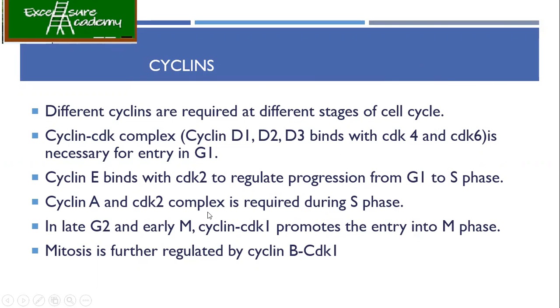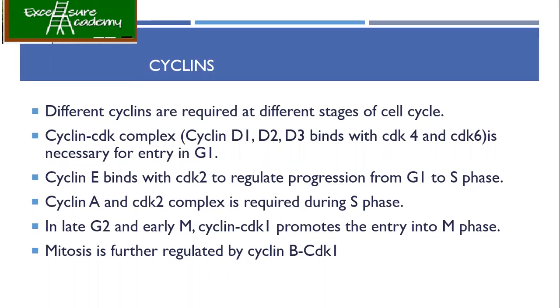From this, you should understand that whenever CDK2 is present with A or E, it tells you what stage the cell is in. Suppose a question comes that you have found the complex of CDK2 in association with cyclin A. The student should understand that the cell is in the S phase. If it is found with cyclin E, then you can say that the cell is progressing from the G1 phase to the S phase. So the amount of the complex found can also determine the phase of the cell cycle.